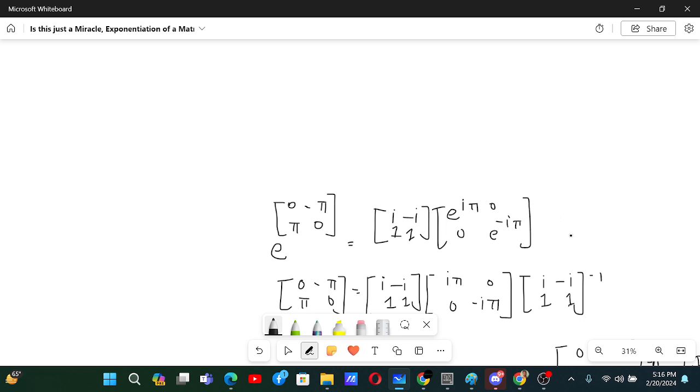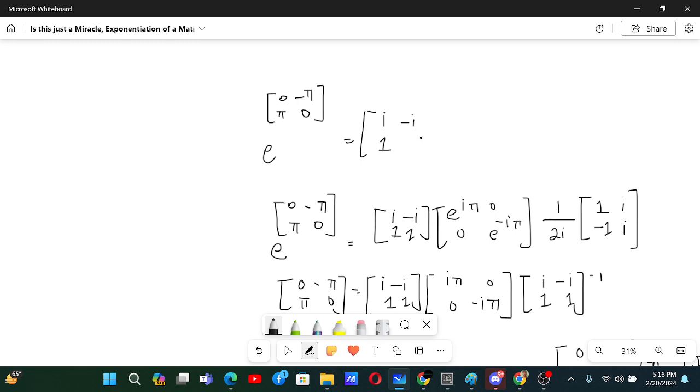How to find its inverse? So basically 1 by determinant, which is 2i, and exchange the main diagonal elements and negate the other diagonal, i minus 1. Okay, so now e to the power 0 minus pi pi 0 is equal to i minus i 1 1. Now we know e to the power i pi is minus 1, 0 0. e to the power minus i pi, that is also minus 1, is it?